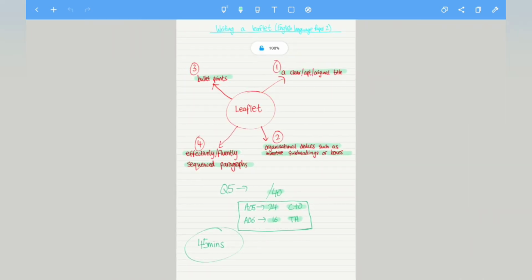I hope that this has given everyone a better understanding of writing a leaflet. Will it come up in your exam? It may do, but you need to be aware of how to structure and organize when writing a leaflet. I hope you all have a better understanding now when writing a leaflet.